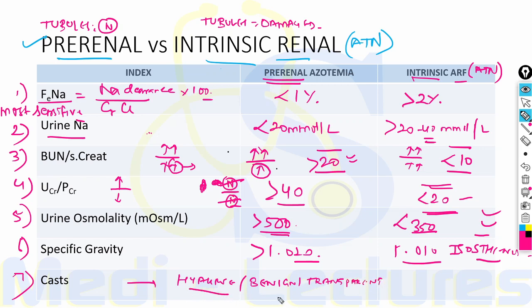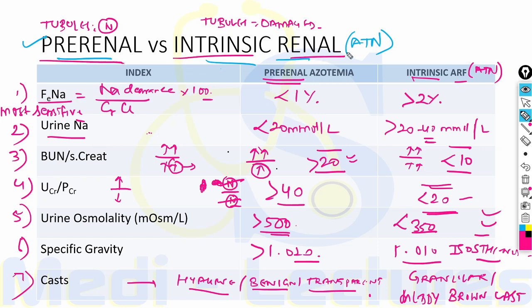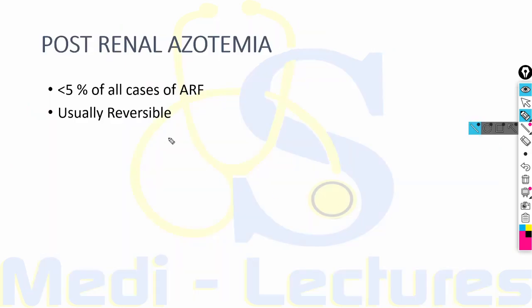This is the cast which is formed of Tamm-Horsfall protein. On the other hand, in ATN there will be granular cast due to necrosed tubular cells, which is also known as muddy brown cast due to its appearance. So we have seen the differences between pre-renal and intrinsic renal on the basis of urine analysis and urine electrolytes.